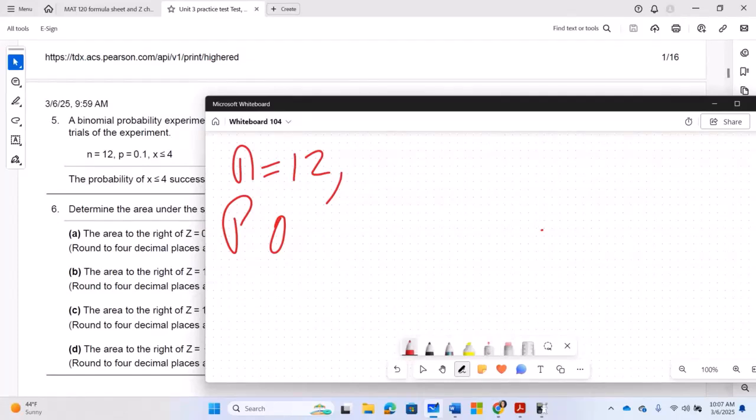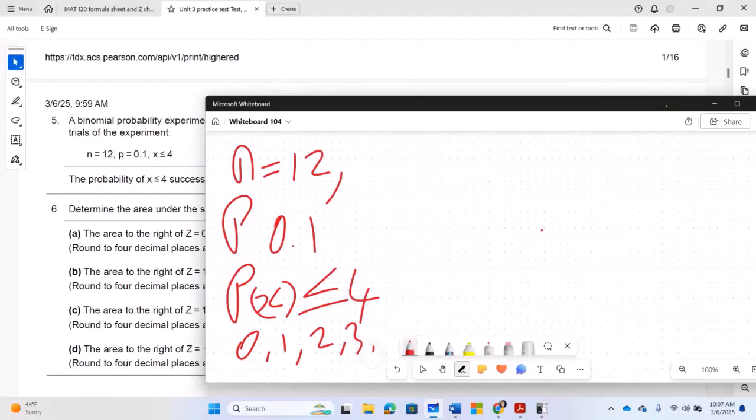And if the probability of success is 0.1, then the probability of failure is going to be 1 minus 0.1. Okay, and the next one, I am told to find the probability that a random variable x is less than or equal to 4. What does this mean? Less than or equal to 4 actually means 0, 1, 2, 3, 4. So I am doing 5 of them.